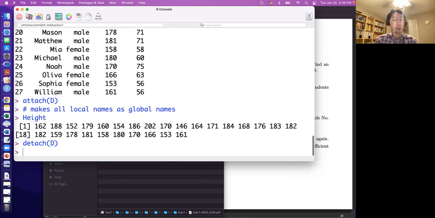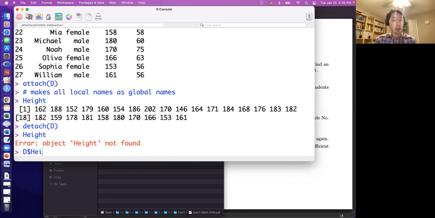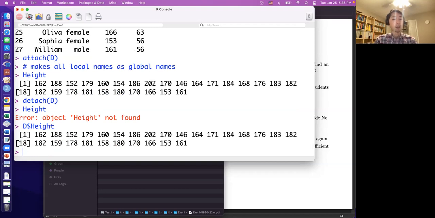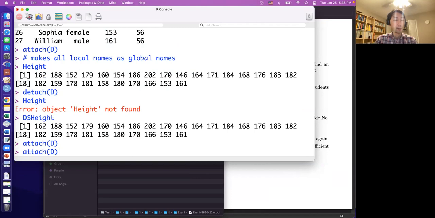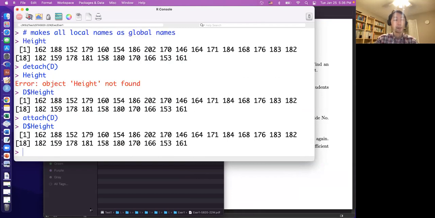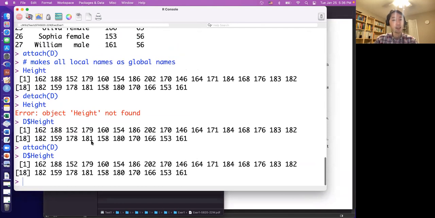You can cancel this by detach. Then height does not work, but D$height works. While attached, you can still type D$height. Some statisticians don't use attach and detach because it's complicated if you have more than one data set. Maybe two data sets have variables with the same name.